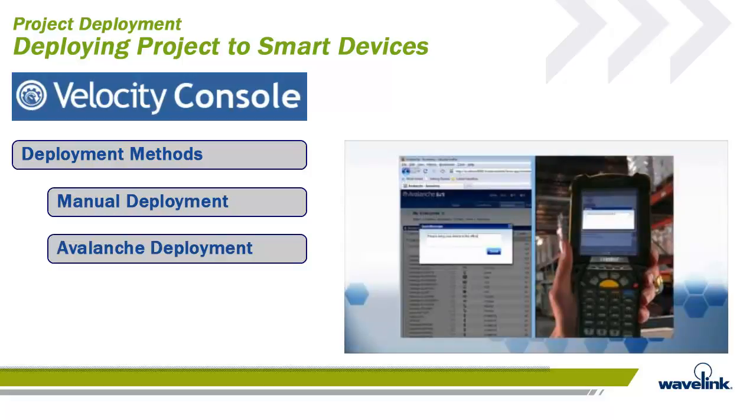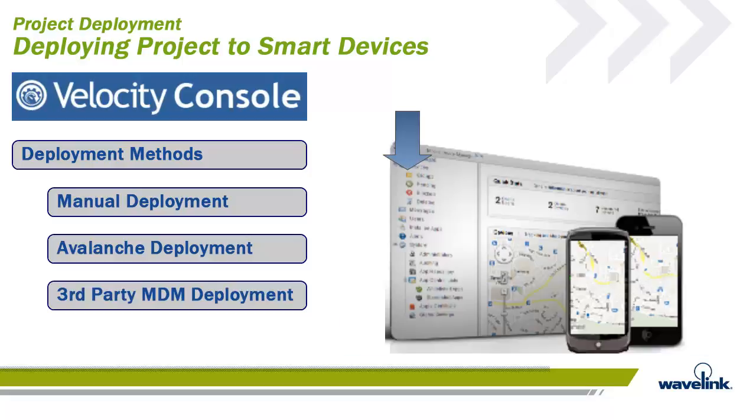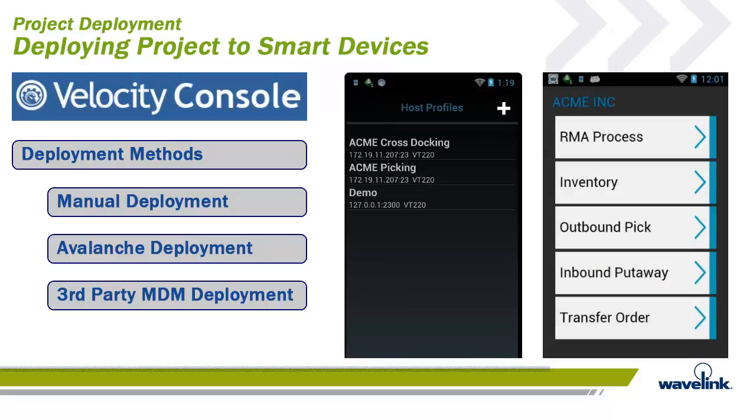Another option is from the Avalanche console with an Avalanche license. If your devices are managed in Avalanche, you can use the Velocity-specific payloads to deliver changes directly to your devices for hands-free installation. The last is using another MDM software. If your devices are managed by other MDM software similar to Avalanche, you can create file payloads through alternate services to distribute the WLDEP file containing your project. This compressed file is not specific to Avalanche and can be deployed through any service capable of delivering files to external SD cards or a directory on the smart device. Once installed, the Velocity client will show the new project on the initial host profile screen.